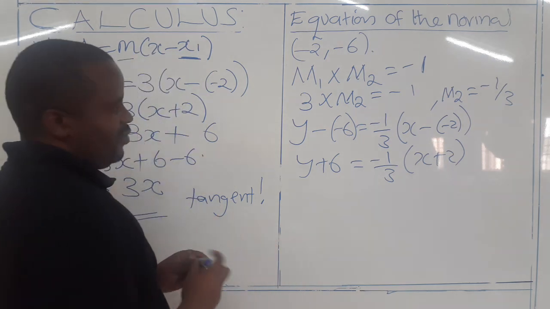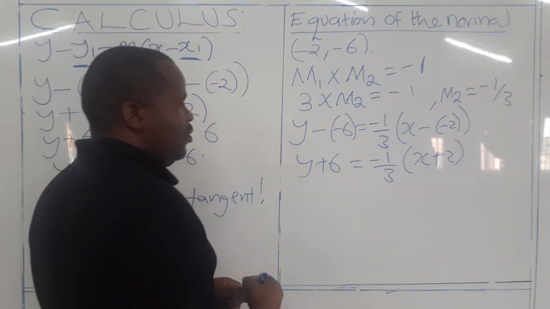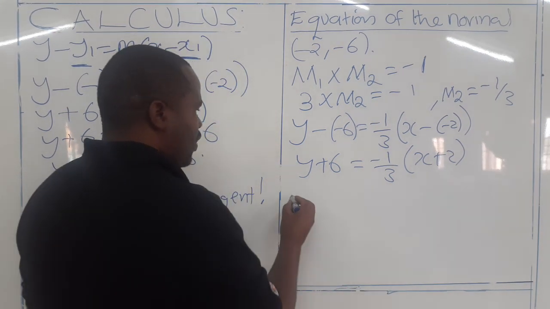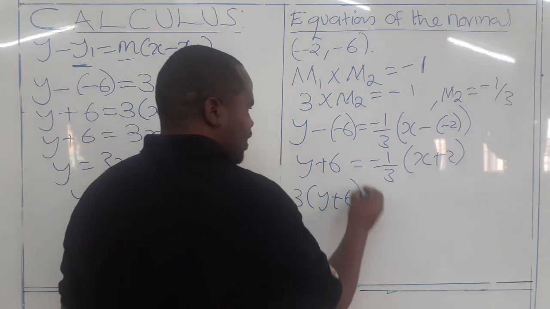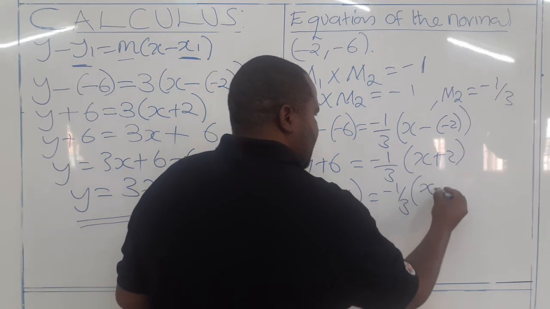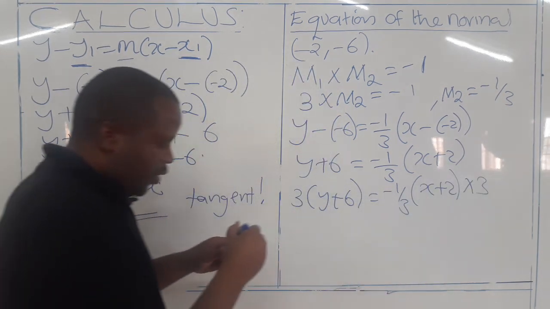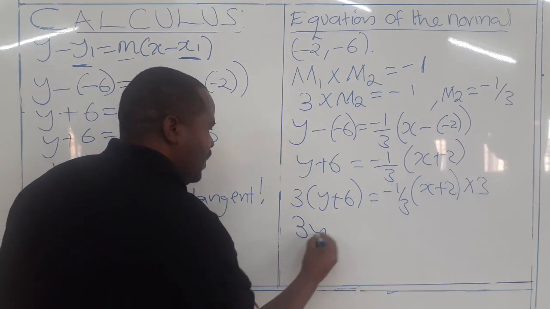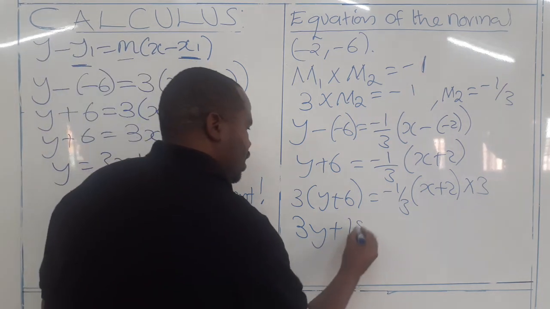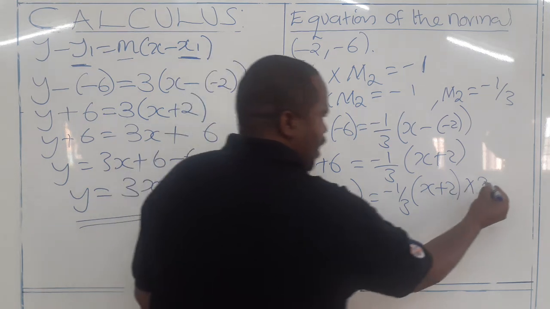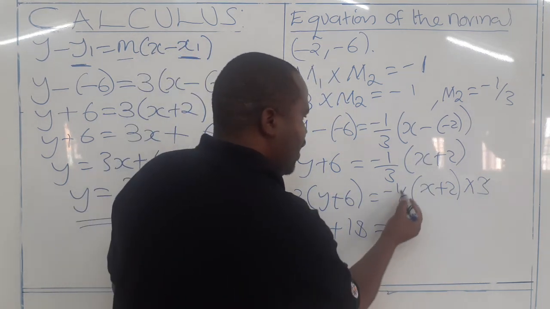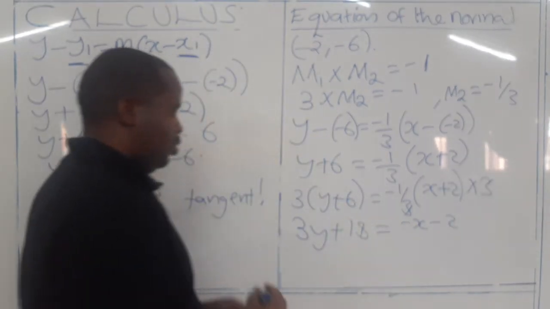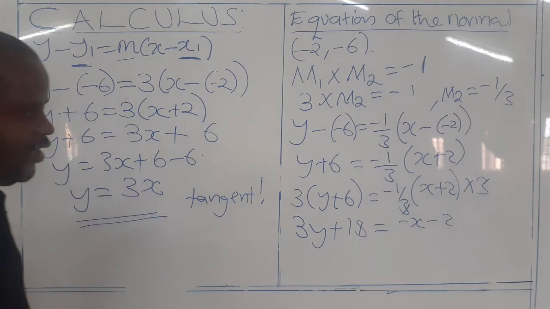Okay? Now, if you have a fraction like this, the best is you multiply both sides by the denominator. Alright? Which is what? 3. So you're going to multiply here, you say 3 open bracket y plus 6 is equal to negative 1 divided by 3, x plus 2, multiplied by 3. Why are we doing that? We want to get rid of the fraction. Okay. So here when you multiply, you have 3y plus 18 is equal to negative 3, and the negative 3 will divide. So you have now negative 1. So negative 1 by x, negative x, minus 2. Okay.